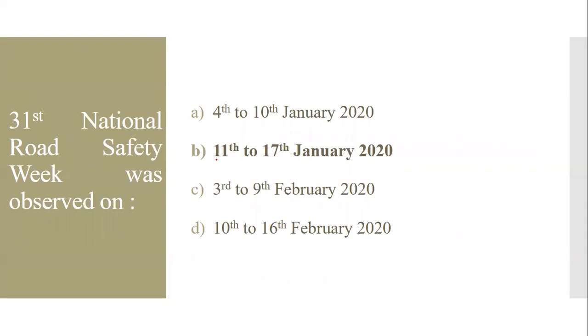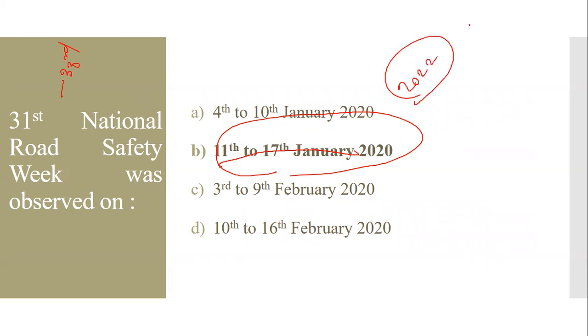So our option 11 to 17th January 2020 is the correct option for the 31st National Road Safety Week. Suppose if our question was the 33rd, the year will be 2022.